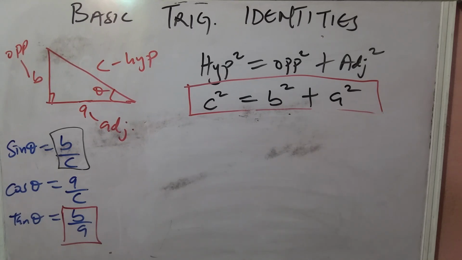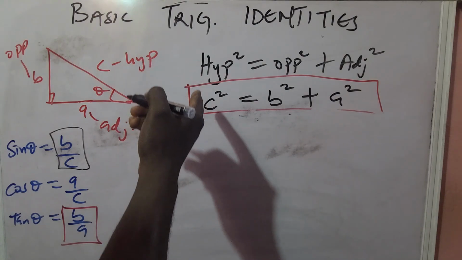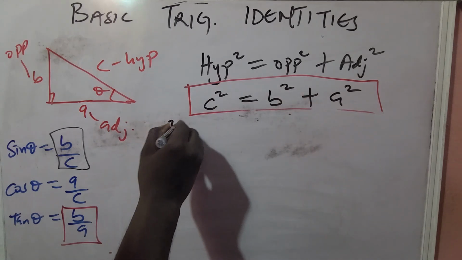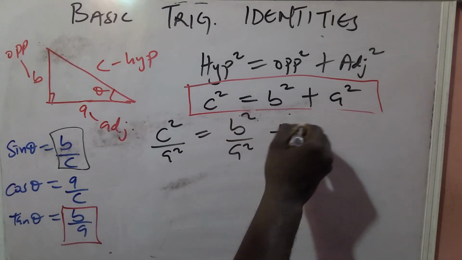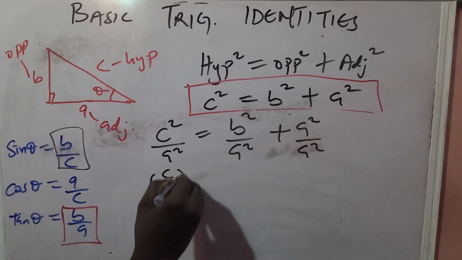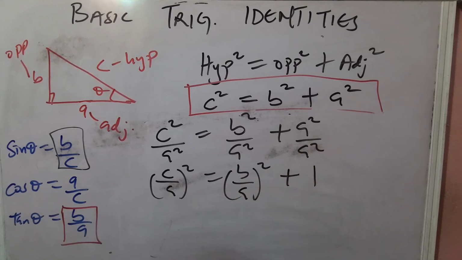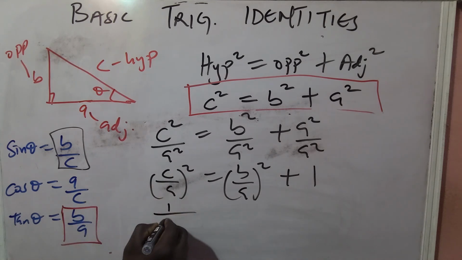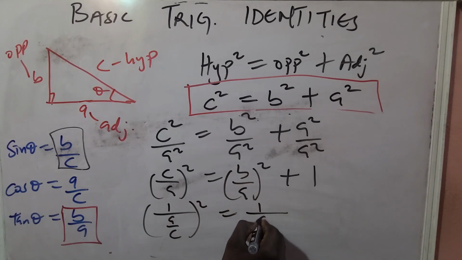Now, what if we decide to divide through by a square rather than dividing by c square or b square? Let's decide to divide through with a square. So we're having c square over a square will be equal to b square over a square plus a square over a square. Here we'll be having c over a all square will be equal to b over a all square plus 1. This obviously can be written as 1 over A over C, and this can be written as 1 over A over B plus 1.